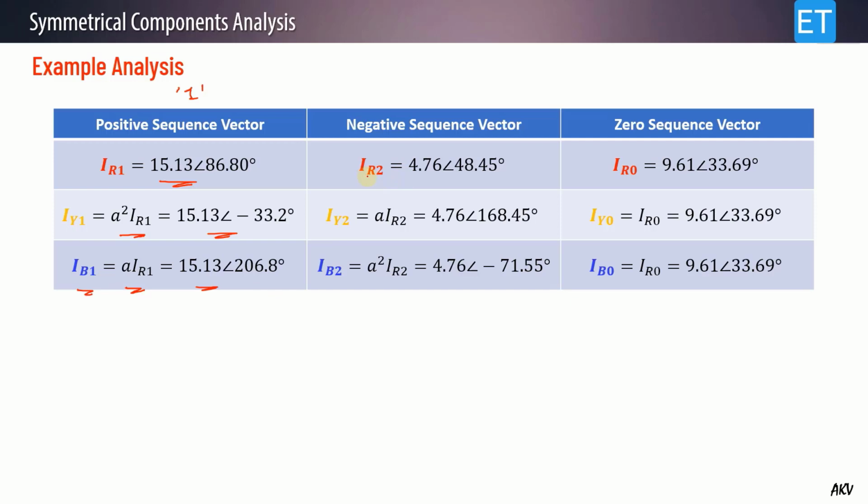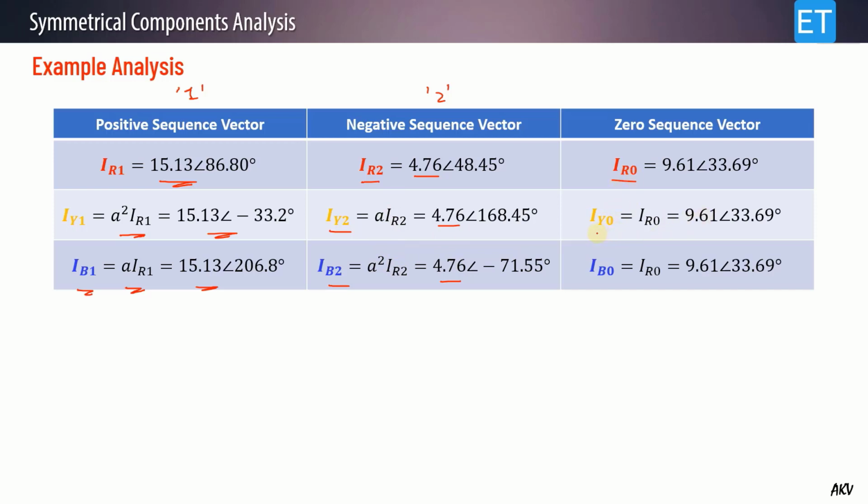Similarly, you get the negative sequence vector, where you get IR2, IY2 and IB2. Again, you can see that all have the same magnitudes. If you draw this again, you will find you are getting a balanced vector. And IR0 here is 9.61 angle 33.69. As I said, all these phasors are in phase, so there is no need of using the operator A, since all are aligned in the same direction.